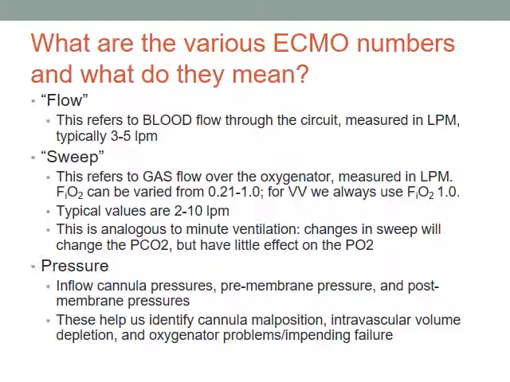Flow refers to blood flow through the circuit, not gas flow through the circuit. So flow is blood flow. It's measured in liters per minute. It typically is in the range of 3 to 5 liters, about what we usually have for most patients. Sometimes we do more as we're weaning patients, or if somebody's small, we might do less, but generally that's about the range.